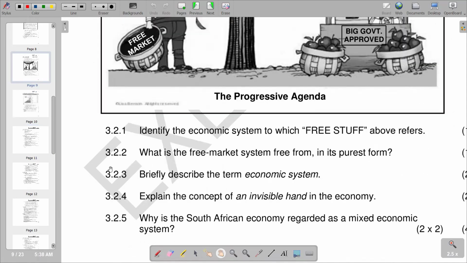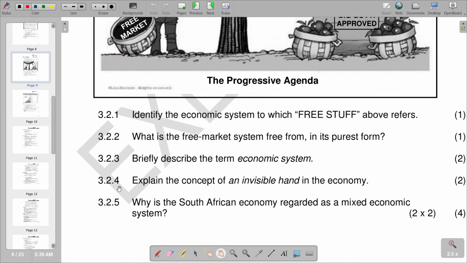Then 3.2.5. Why is the South African economy regarded as a mixed economic system? Obviously, it's because it has a mixture of the centrally planned economy and the free market economy. That's why it is regarded as a mixed economy. So this is what we have for 3.2.5.